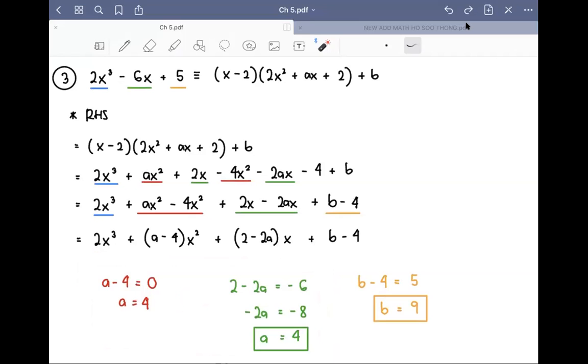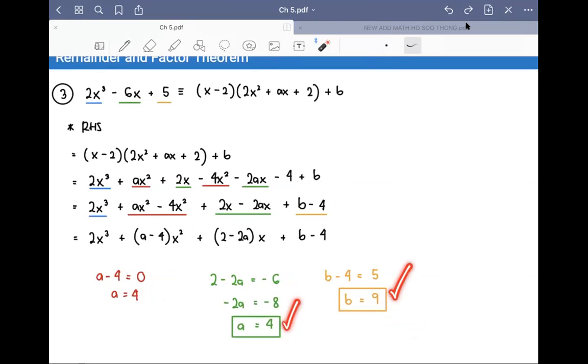However, we still have b to solve for, right? So we have b minus 4. How do we solve for b minus 4? Since this is your constant term, this is equal to what? To 5, right? Since that is your constant, because it doesn't have any variable x, right? So it's basically b minus 4 equals 5. Where did I get 5? From here. So I'm just comparing it there. So b minus 4 equals 5. Therefore, b is equal to 9. And that's it. That's your answer for number 3. So a is 4, b is 9.